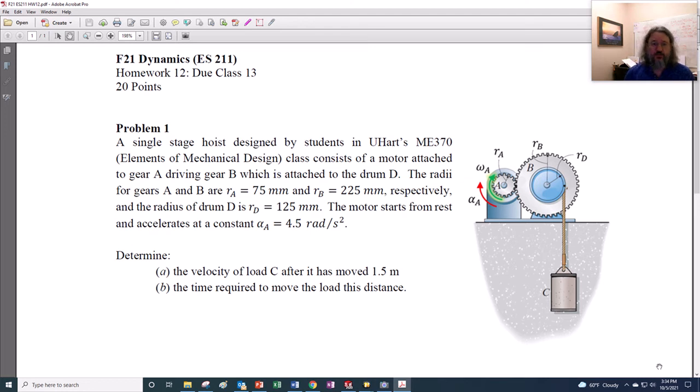Go. Homework number 12 in dynamics. We're starting rigid body kinematics, and we're going to do some angular stuff. Angular position, velocity, and acceleration.